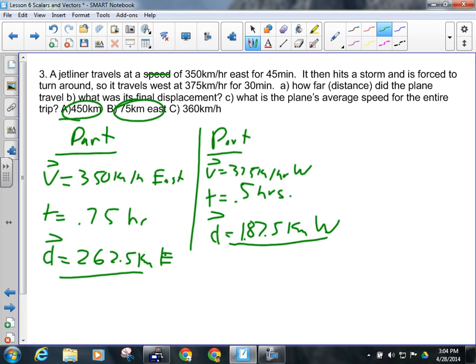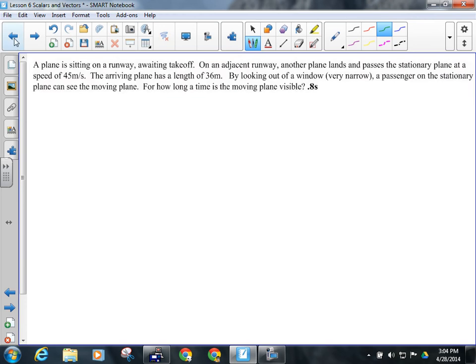And then the last part, what's the average speed for the entire trip? Well, average speed is total distance, which is 450, over total time, which is going to be an hour and a quarter. That should give us 360 kilometers per hour. Does that make sense, Sophie? Any other ones? I want to go back to the elephant question I made up there.